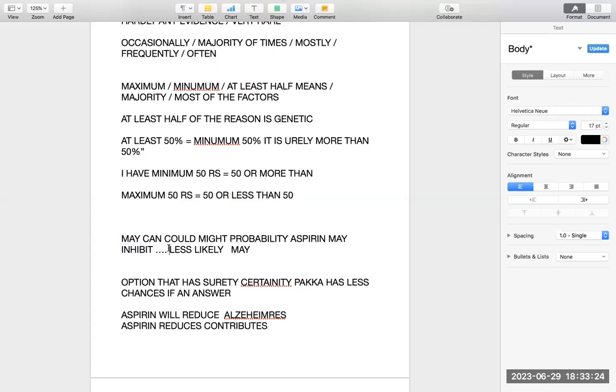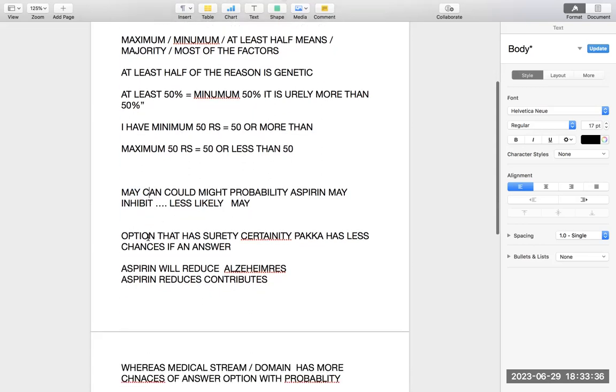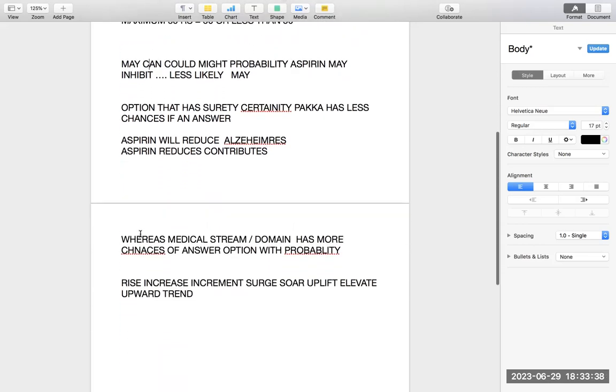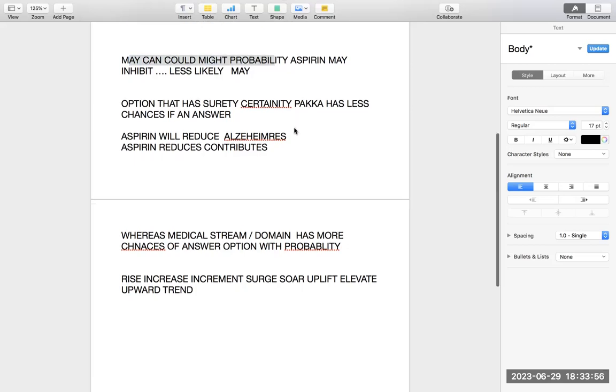So in the paragraph, the wording was given as aspirin is less likely to cause, or more likely to prevent Alzheimer's. So that means it may prevent, more likely to prevent. Because in the medical domain, nothing is certain. No drug in this world can claim with certainty that it reduces fever or headache. So probability obviously has higher chances. Probabilities: may, can, could. So please read these options very carefully.